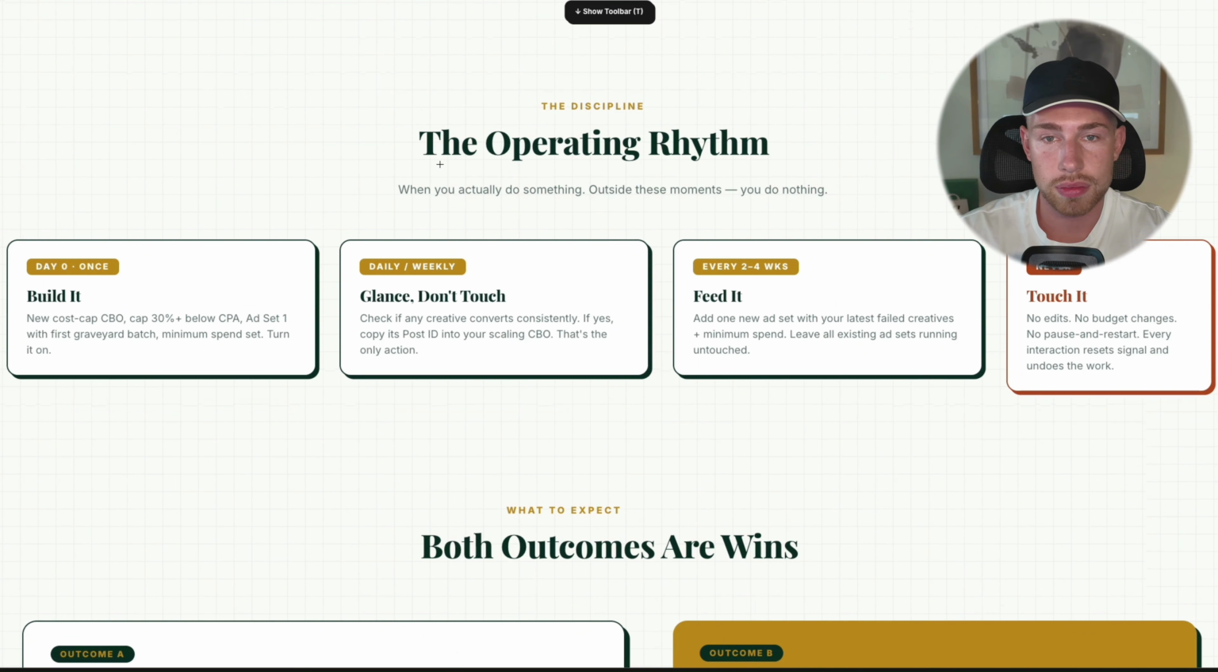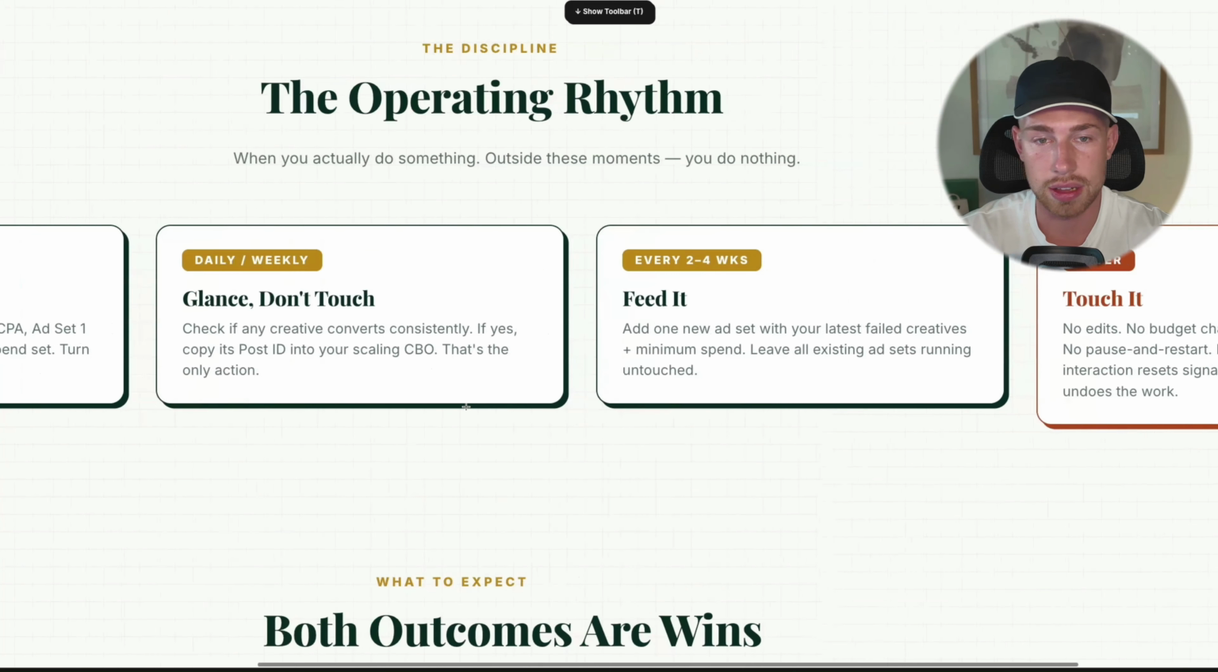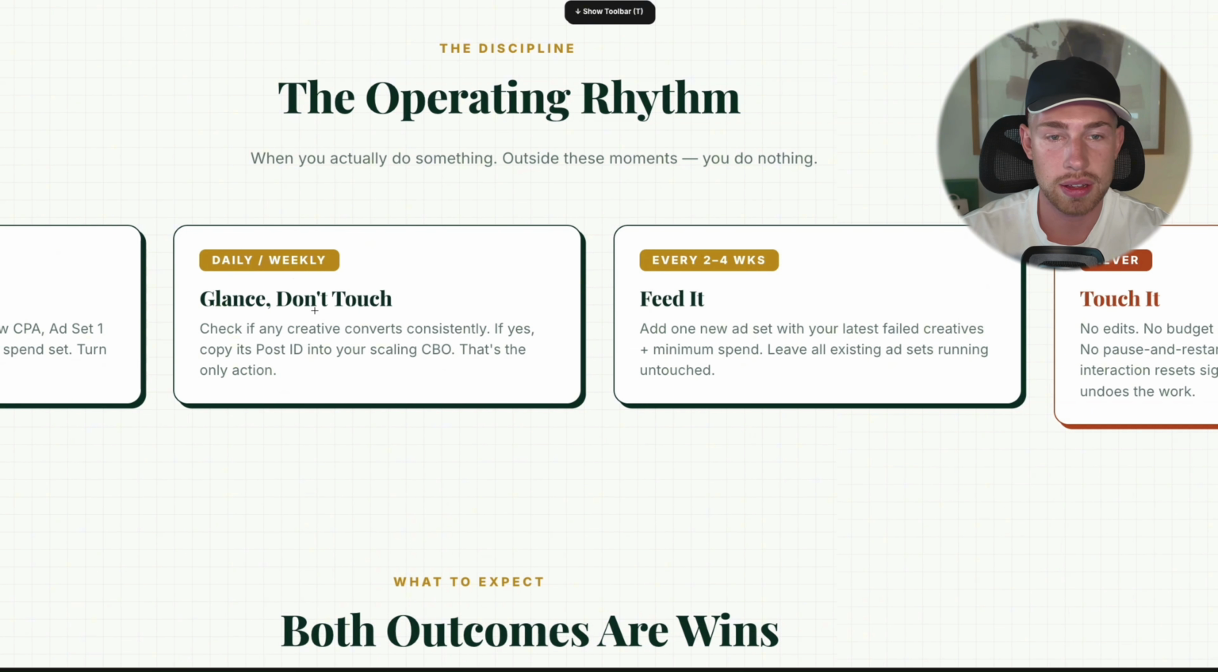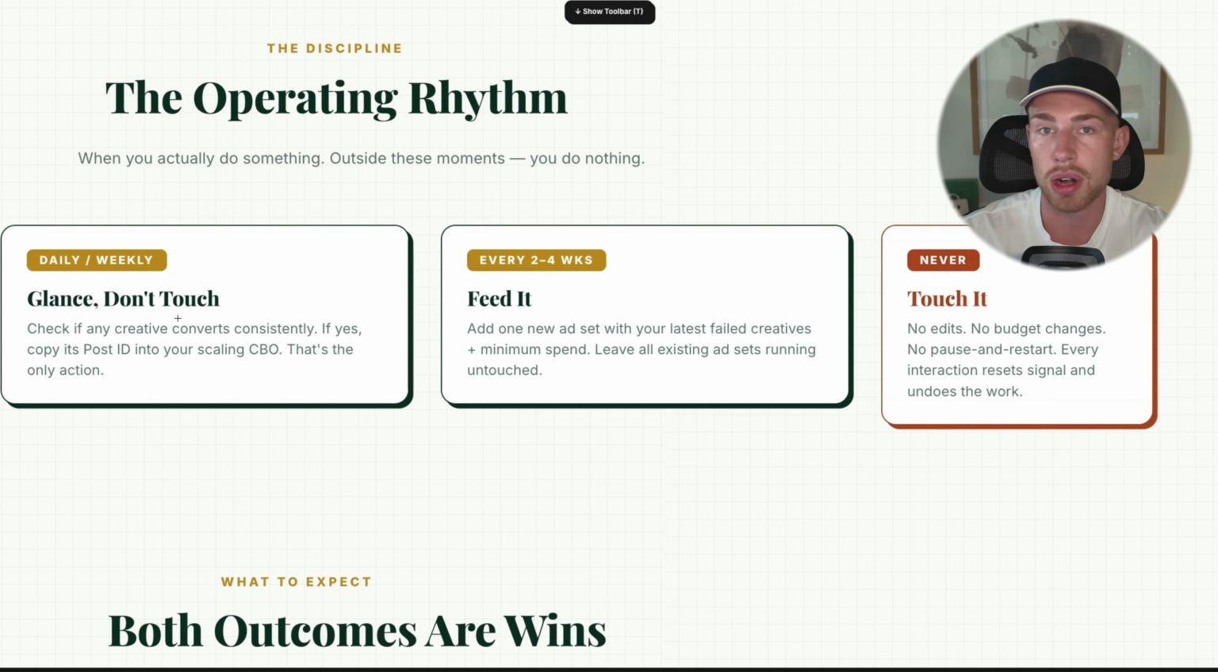All right, the operating rhythm. So how you actually operate. Day 1: you build it once, a new cost cap CBO, cap 30% plus below CPA, ad set 1 with the first graveyard batch, minimum spend set, and you just turn it on. That's it. Then daily or weekly, you just check if any creative converts consistently, and if yes, you copy its post ID into your scaling CBO. That's very important, and that's literally the only action you need to take on a daily or weekly basis, depending on how many creatives are in there, how much was spent, etc.